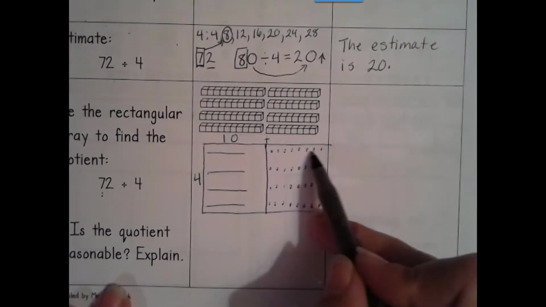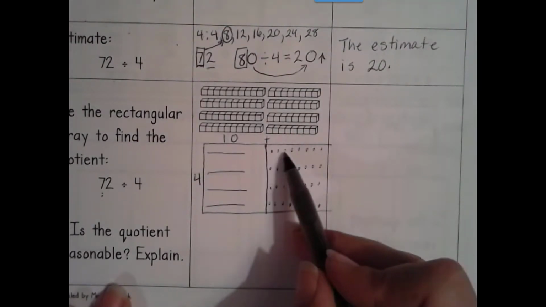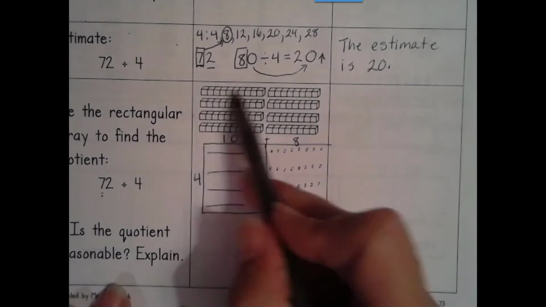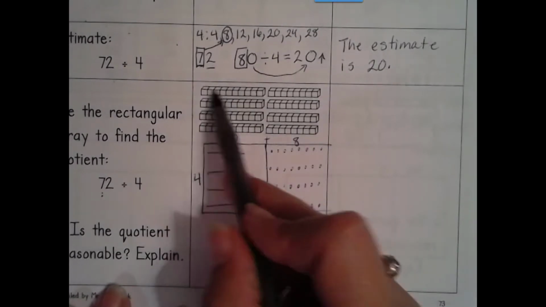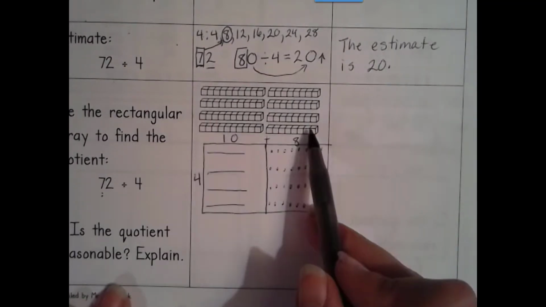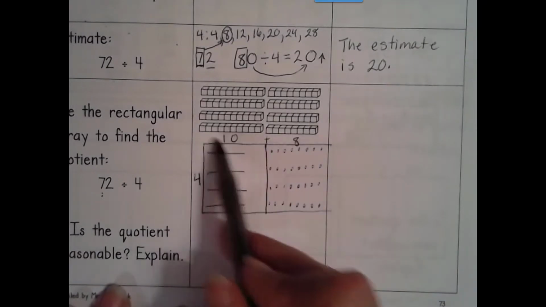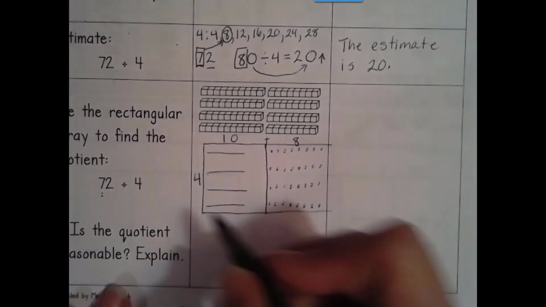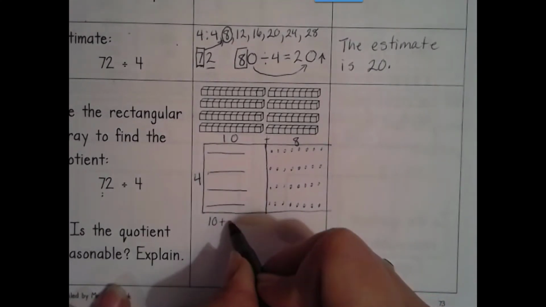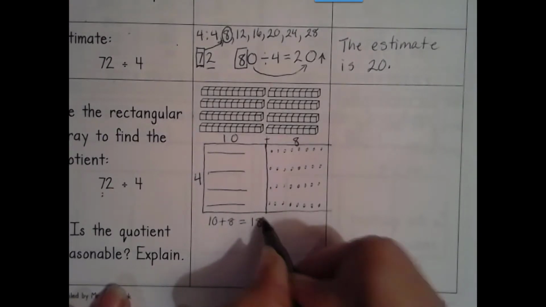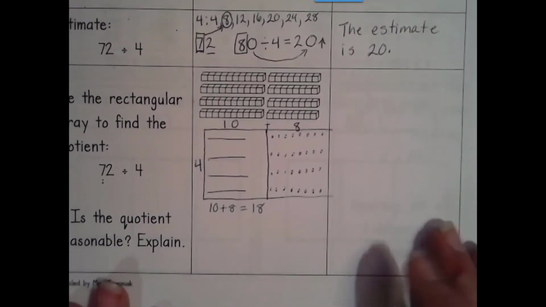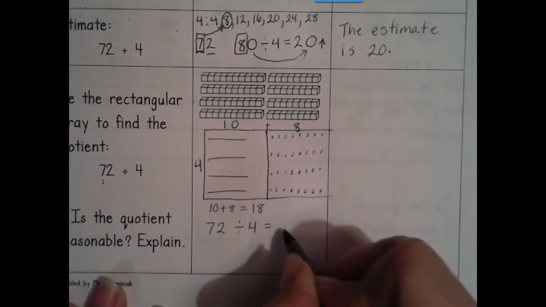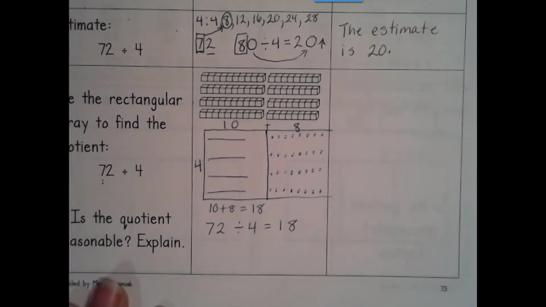How many are in just one row here, in one group? 1, 2, 3, 4, 5, 6, 7, 8. So we have 10 and 8 in each one. So 18, 18, 18, 18. That's a total of 72 blocks into 4 equal groups. And in each group there is 18 blocks. So 72 divided into 4 groups is 18 in each group.